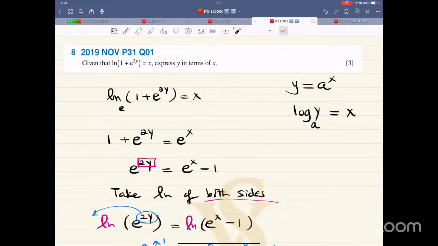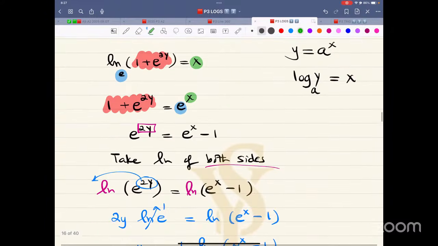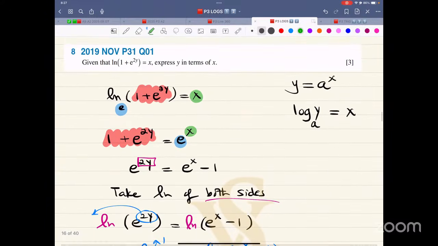Therefore, 1 + e^(2y), let me again highlight this, that thing is equal to this base raised to the power of x, e^x. That is the first thing. And then we have to make y the subject. Now, in order to make y the subject, I need to take this y down.